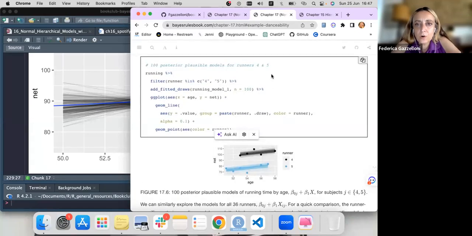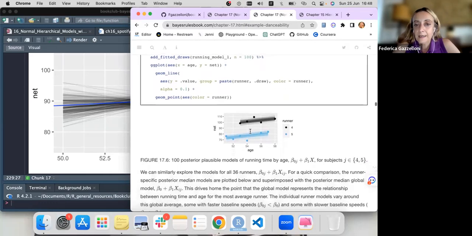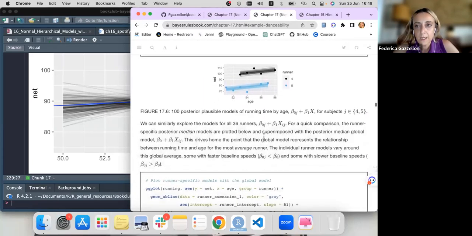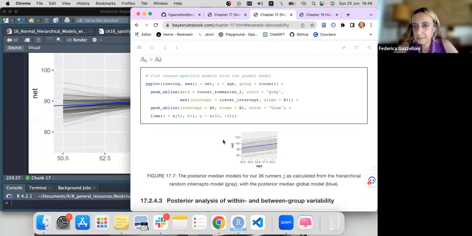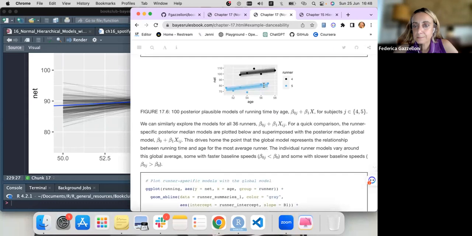Exactly. And so, if we run the posterior plausible models for 4 and 5, for example, we look at the differences, then do another difference between two other runners. We can see that even the simulations release different results. And so we can conclude that there is a difference between runners, even if they have the same age. For example, this runner goes forward within age and has certain running times, while this other runner also goes forward within age but has a completely different level of running times.